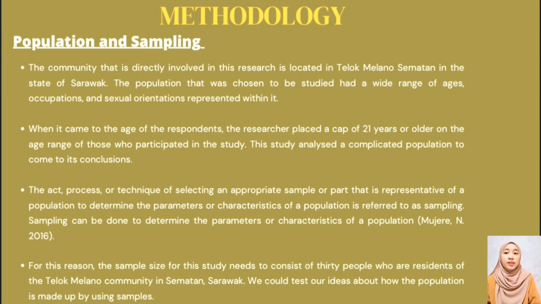The act, process, or technique of selecting an appropriate sample or part that is representative of a population to determine the parameters or characteristics of a population is referred to as sampling. Sampling can be done to determine the parameters or characteristics of populations. For this reason, the sample size for this study needs to consist of 30 people who are residents of the Teluk Melano community in Sematan, Sarawak. We could test our ideas about the population by using samples.